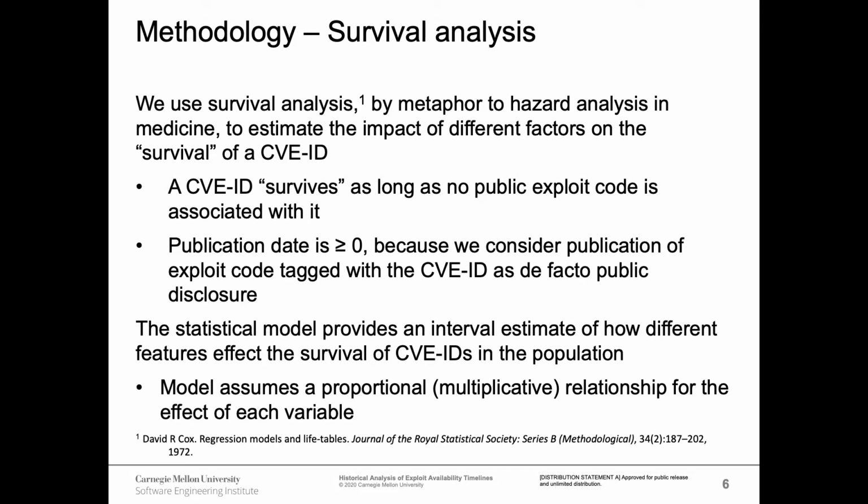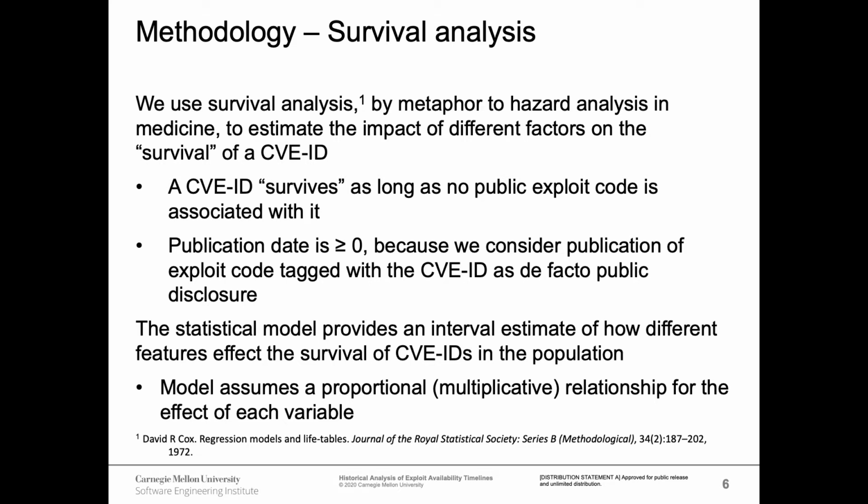We consider the publication date by definition to be positive or zero, because publication of an exploit tagged with the CVE-ID is public disclosure, although it is not exactly the public disclosure that everyone might want. It certainly is a kind of public disclosure. So the statistical model, which is a Cox proportional hazard model, provides an interval estimate for how the different features affect the survival of the different CVE-IDs in the population.